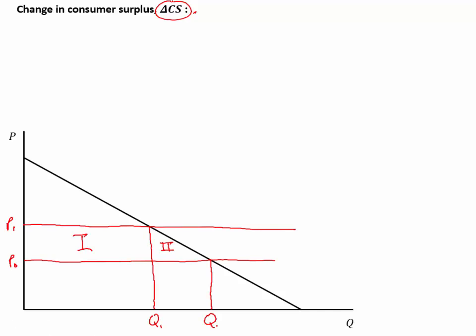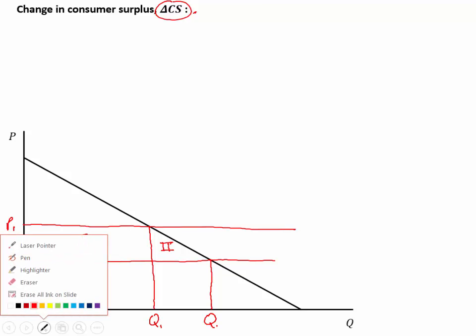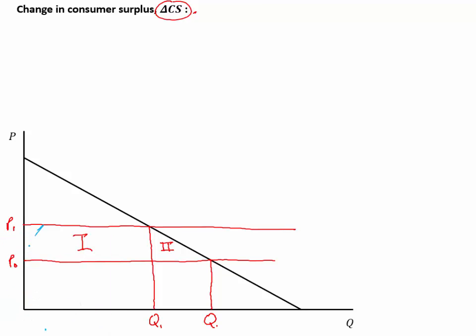Now, what about change in consumer surplus, delta CS? I've taken the liberty of drawing out the diagram of our policy, and remember that what we're wanting to estimate is this area number 1 and this area number 2. The change in consumer surplus caused by the policy is the sum of those two areas, and the deadweight loss is simply area 2.